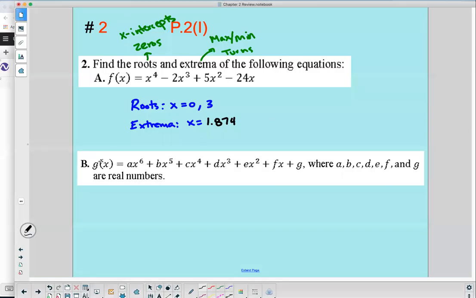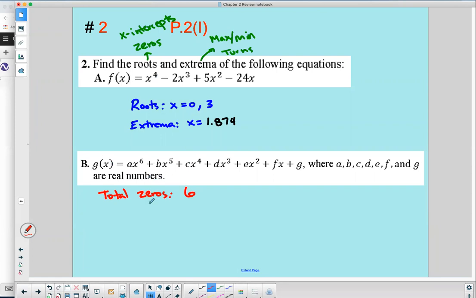Okay, different question now on part B. It says, given this equation where A, B, C, D, E, F, G are real numbers, how many roots and extrema are there in this problem? So now I don't even have numbers, so I can't graph it. I just have to go off of knowledge. How many, I should say total zeros. How many total zeros will this have? Very good. Total zeros, 6.